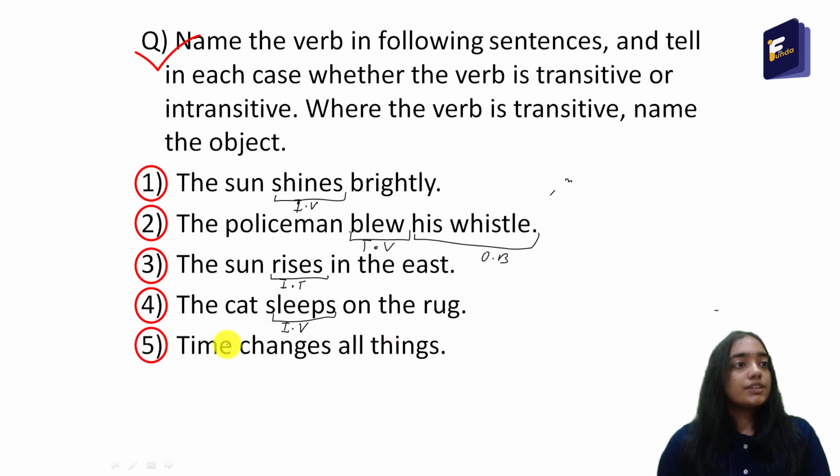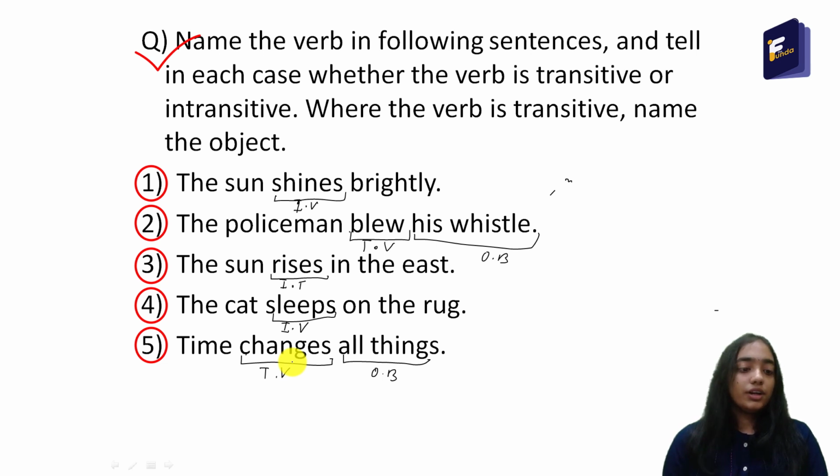In the fifth sentence, time changes all things. Here changes is the verb. If I ask the question, time changes what? Then the answer is all things. So here all things is the object of the verb. That is why changes is a transitive verb. Okay, simple.